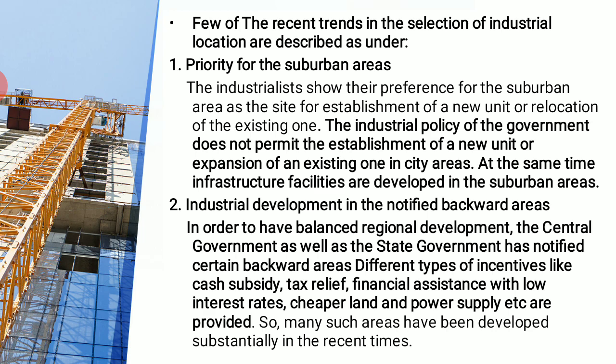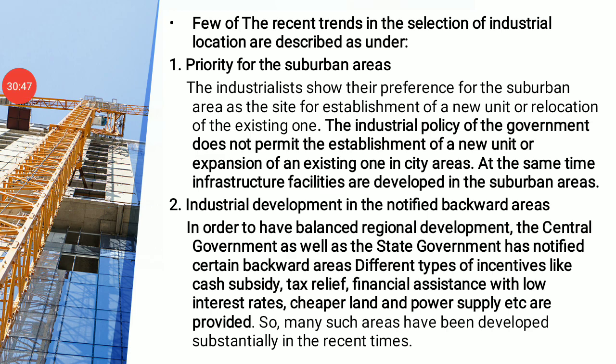Number two, industrial development in notified backward areas. Not only the suburban areas, but even the backward areas are given the chance to be selected as the site. How? In order to develop a balanced kind of regional development, the central government as well as the state government has notified certain backward areas. Different types of incentives like cash subsidy, tax reliefs, financial assistance with low interest rate, cheaper land, and even power supply, etc. are provided. So many such areas have been developed substantially in recent times.